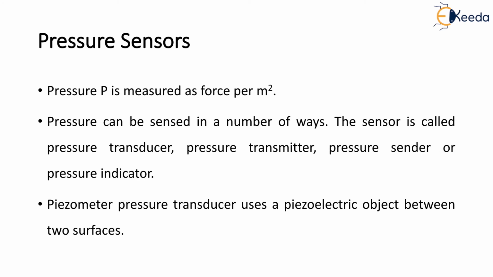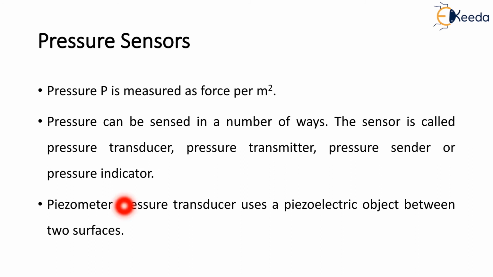So next is pressure sensors. Pressure is measured as a force per meter square. Pressure can be sensed in a number of ways. The sensor is called a pressure transducer, pressure transmitter, pressure sender or pressure indicator. The pressure sensor uses the resistance changes due to strain. Alternatively, they use the piezoelectric effect.